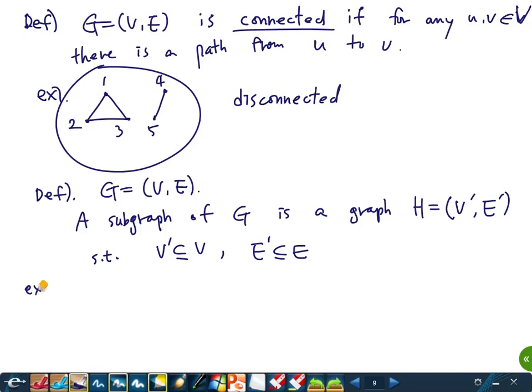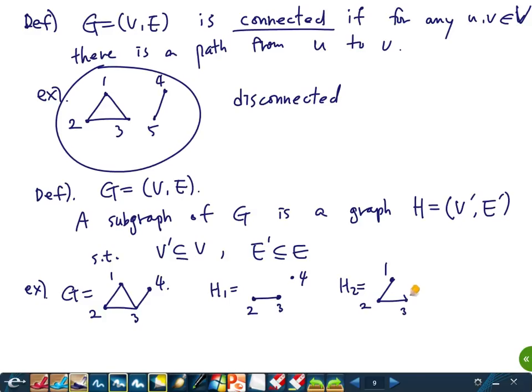Okay. Example: let's say G is this graph, with vertices 1, 2, 3, and 4. And there can be many subgraphs. Let's say H1 is like this, with 2, 3, and 4. When I put a dot, that means this vertex is there. H1 is a subgraph of G, right? Because we took some vertices and we took some edges already from G. This is okay. H2. There are many. I'm just showing you some of them. This is also a subgraph.